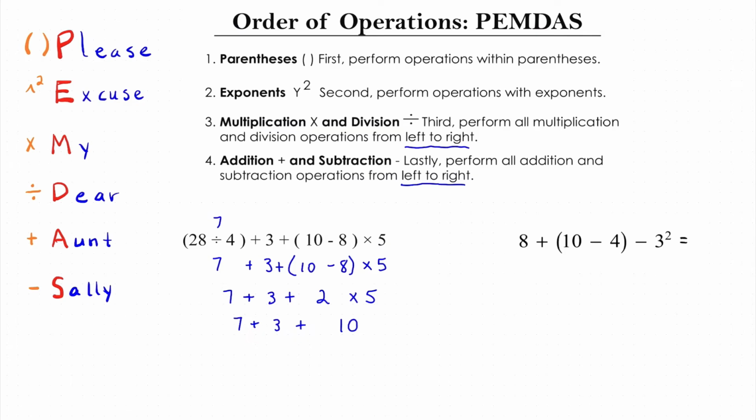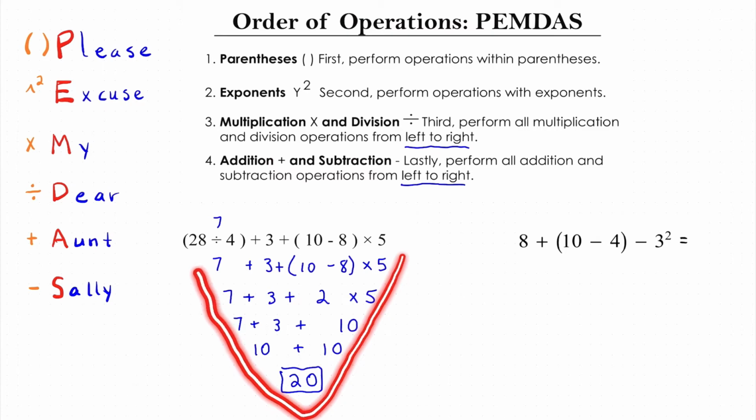Now we just have addition and addition, so we're just doing it from left to right. Even if it was addition and subtraction, we would still do those from left to right. So 7 plus 3, we do that one first. That becomes 10. We're still left with this 10 over here, and our answer is 10 plus 10, which is 20. So we solved that problem. You can see how this becomes like an ice cream cone. This is the way your work should look at the end. Your problem should get smaller and smaller until you come up with the answer.